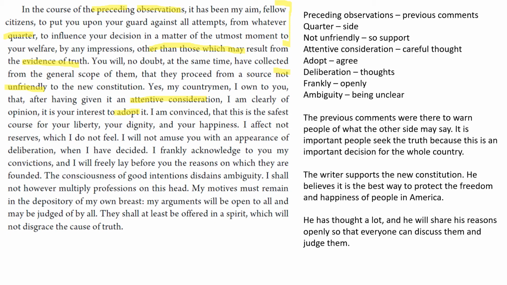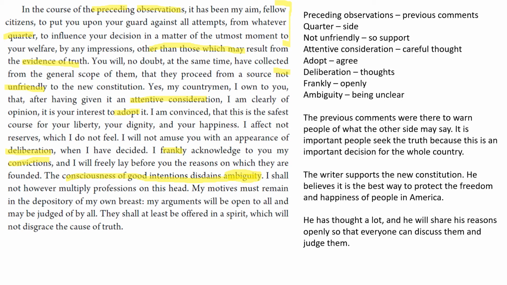I affect not reserves which I do not feel. I will not amuse you with an appearance of deliberation, thinking, when I have decided. So I will not lie to you. I will not tell you I'm thinking about it when I have already decided. I frankly, openly acknowledge to you my convictions, my beliefs, and I will freely lay before you the reasons on which they are founded. The consciousness of good intentions disdains ambiguity. So if I want to be honest, I should not be ambiguous. I should be very clear.